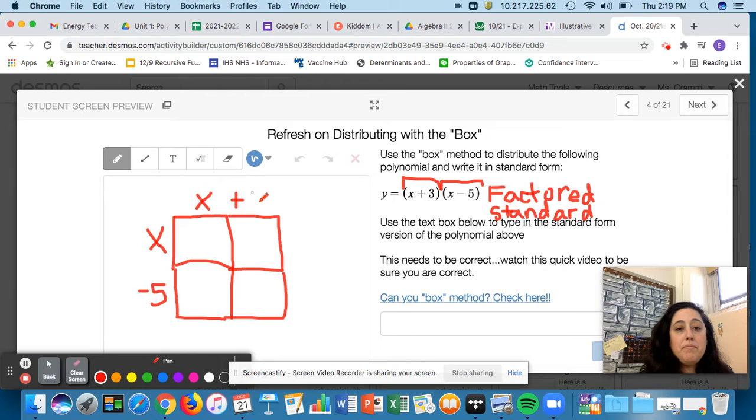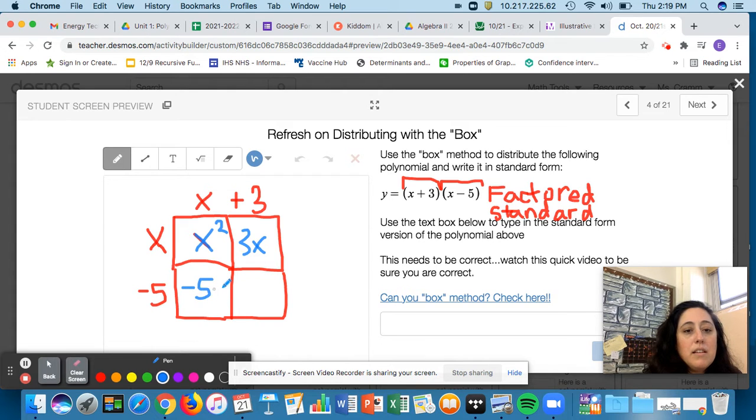Here, x times x would give x squared. x times 3 gives me 3x. Negative 5 times x gives me negative 5x. And negative 5 times a positive 3. Remember, negative times a positive always gives you a negative answer. So that would be negative 15.